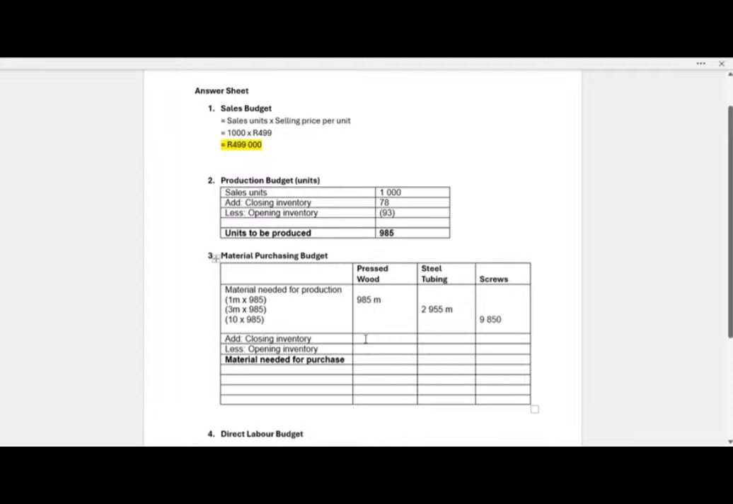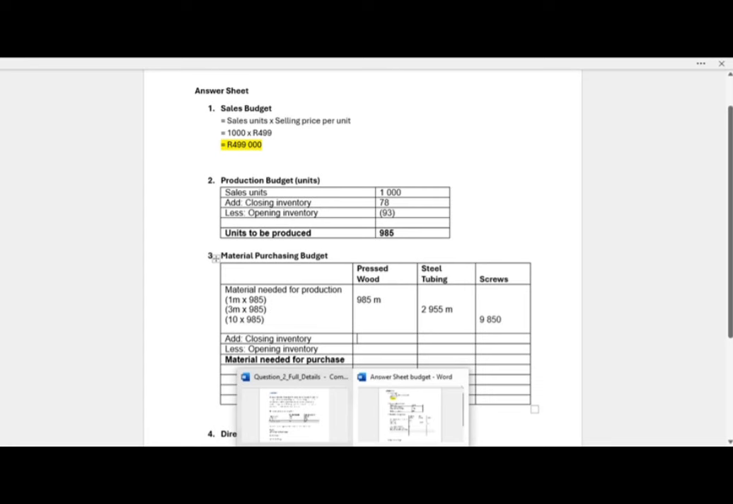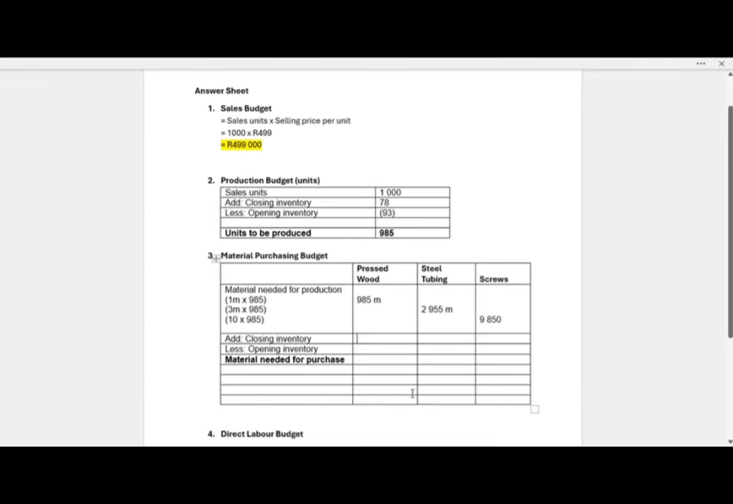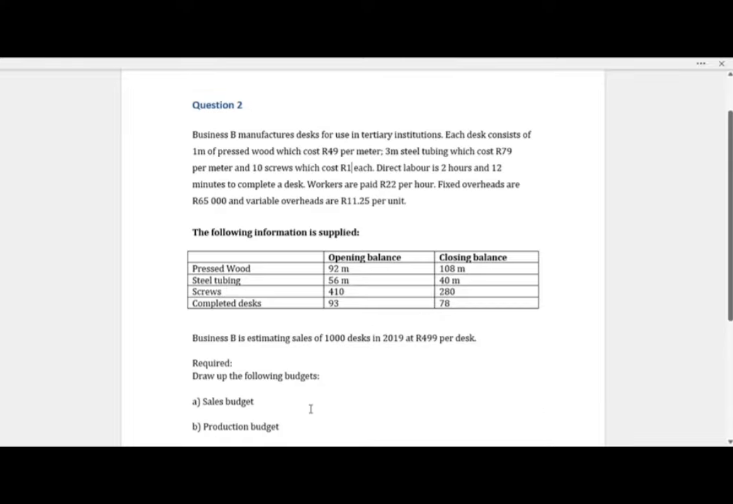For closing inventory for pressed wood, how many meters are there? Let's see on the question. How many meters are closing for pressed wood? It is 108. Okay, 108 meters. All right, and then we go for steel tubing. How many meters are closing?